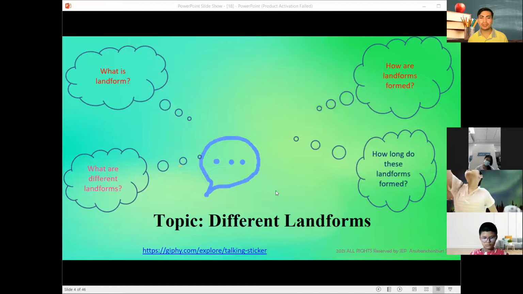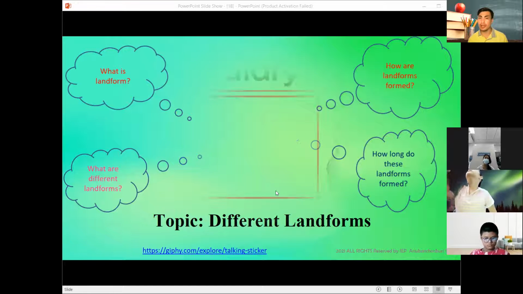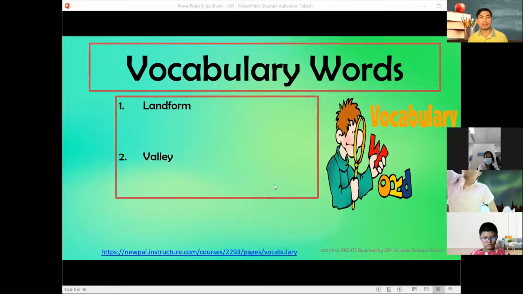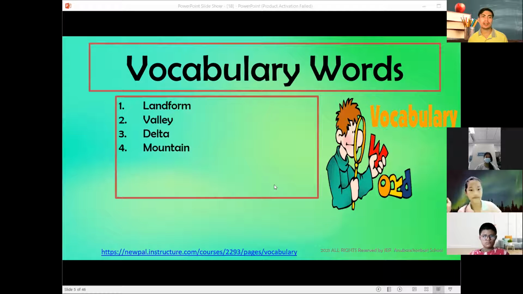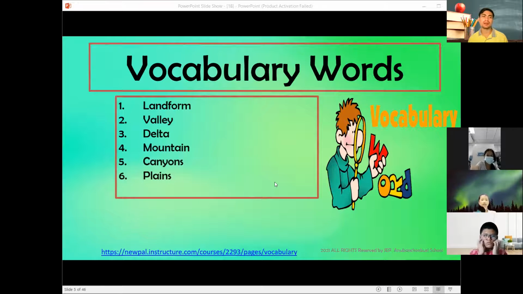Okay, so we studied those different landforms and how they are formed. We have here valley, delta, mountain, canyons, plains. Those were the different landforms that we touched a little bit last week.